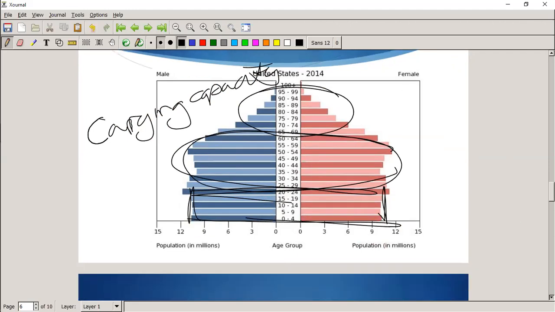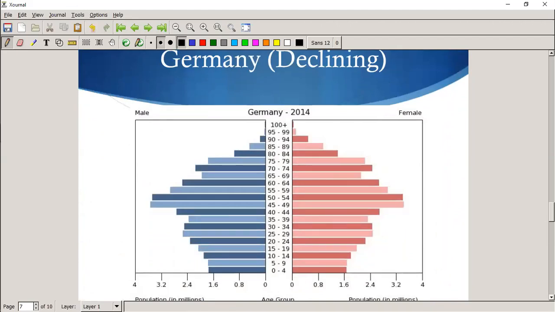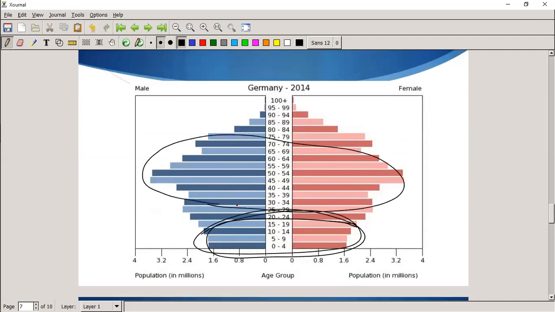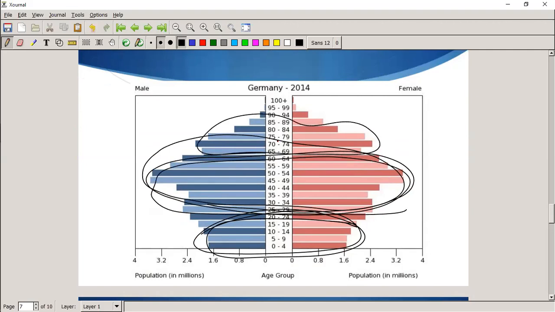Now let's take a look at, for example, Europe, Germany, for example. This is a declining population. Notice the very narrow base at the bottom, the economically active group here in the middle is very wide, and we have a very wide top. So this is unfortunate for these people that are already at the top. It's also very unfortunate for the people that are in the middle, because they're not going to have as many people supporting them once they get into their retirement. But this is typical of what happens in developed countries where we have a declining population.